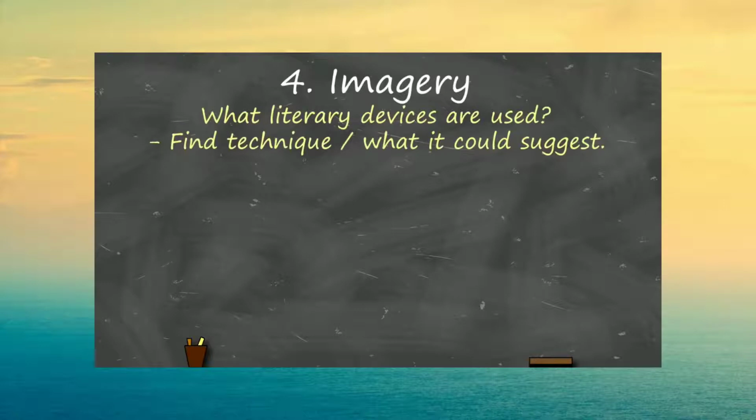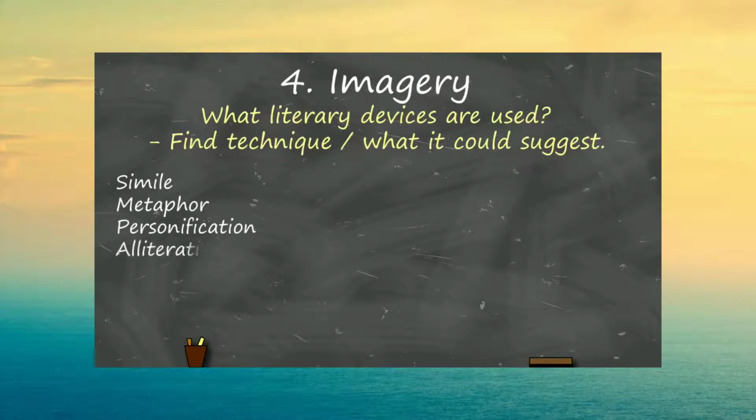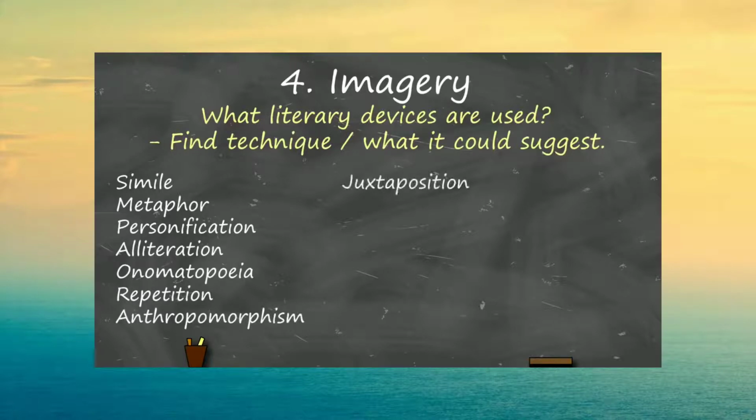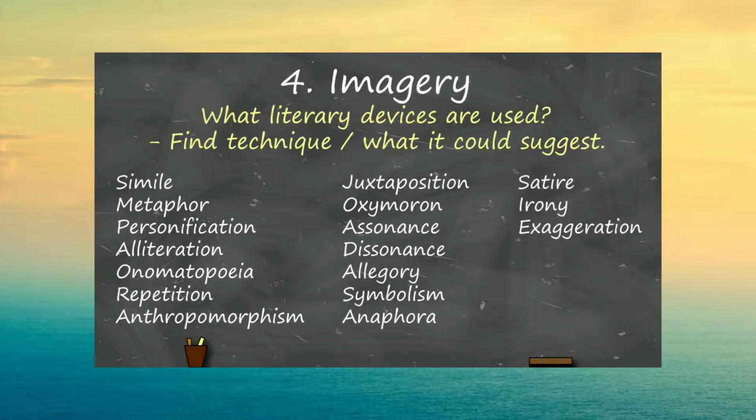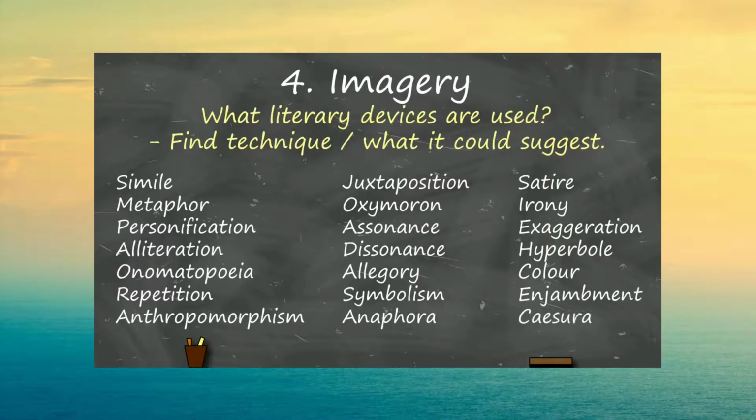Step 4. Imagery. One of the most important aspects of the poem. What literary devices are used? Find different techniques and suggest what they could signify. Here are a selection you might be able to find: similes, metaphors, personification, alliteration, onomatopoeia, repetition, anthropomorphism, juxtaposition, oxymora, assonance, dissonance, allegory, symbolism, anaphora, satire, irony, exaggeration, hyperbole, colour, enjambment, or caesura.